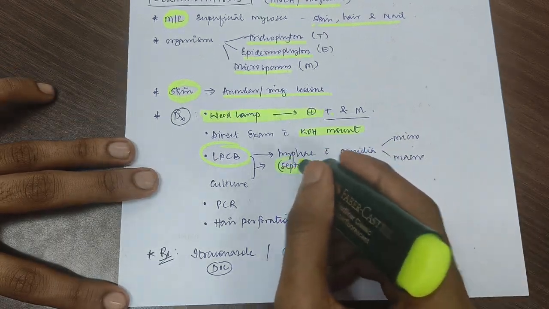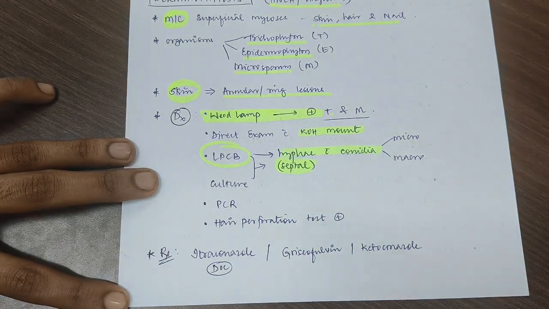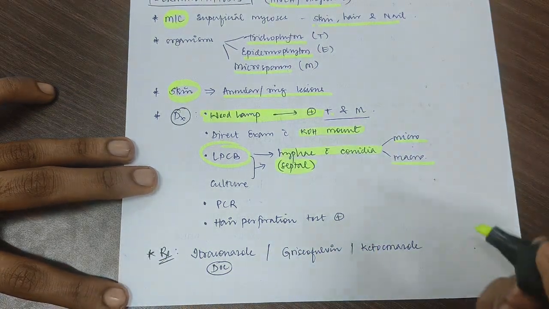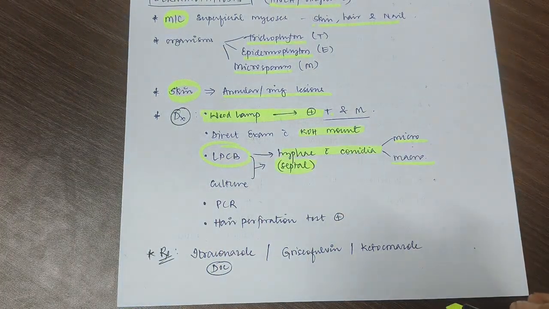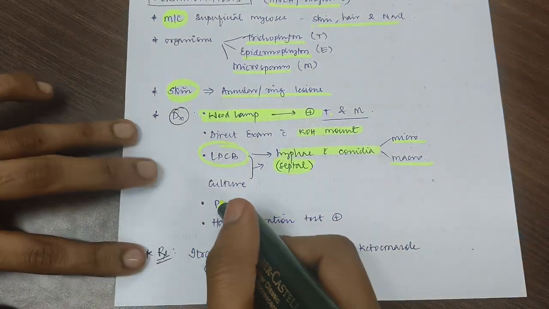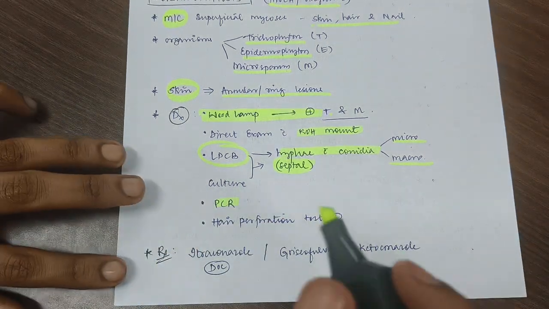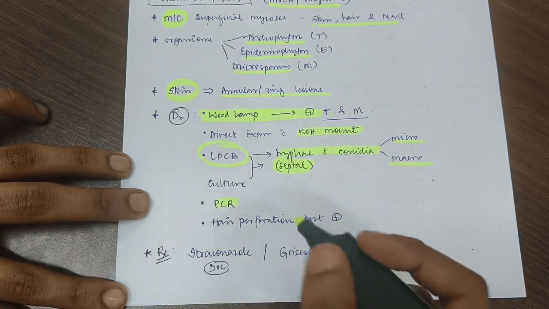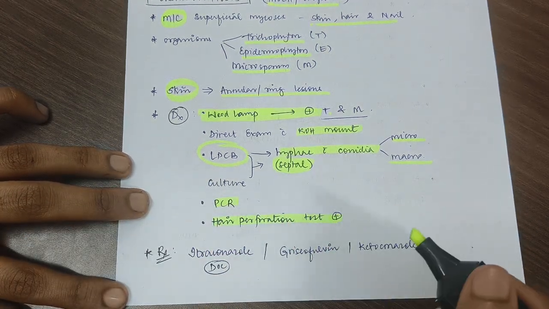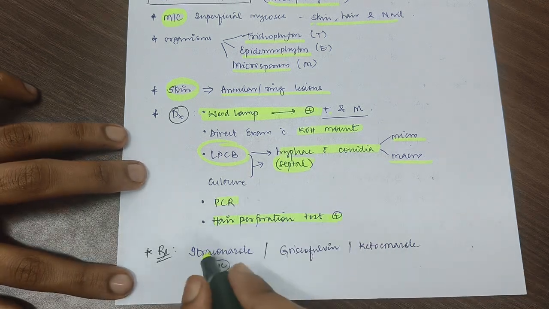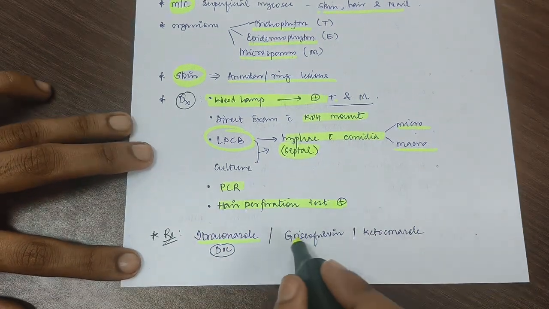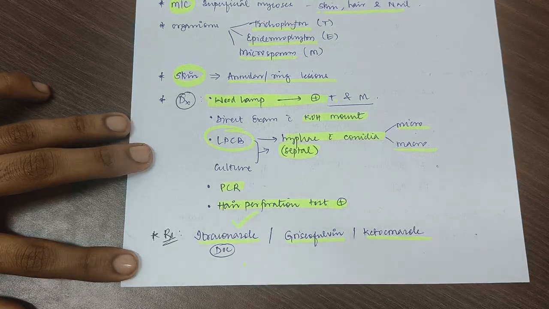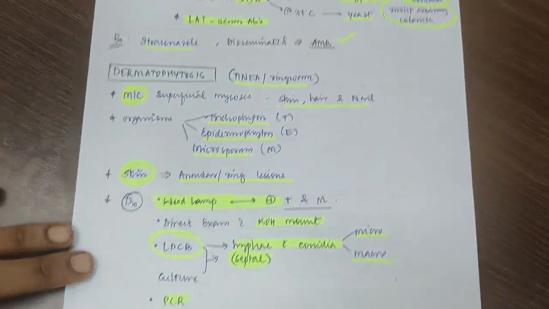So septate hyphae with conidia. Two types of conidia are seen, that is macroconidia and microconidia. They are seen as a part of culture diagnosis. Then PCR. It is a dictum, you are going to write PCR irrespective of anything. Then the hair perforation test, which is very specific. Treatment being itraconazole, griseofulvin and ketoconazole. If it is present, it is itraconazole only you must give. It is the drug of choice.